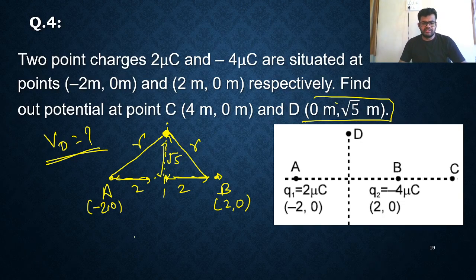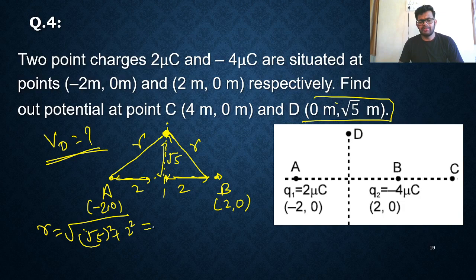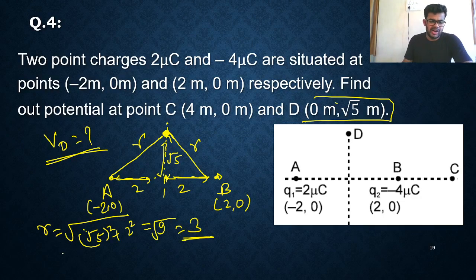So finally what is the value of R? R will be equal to root of perpendicular square plus base square. So directly you will say root of root 5 square plus 2 square. Root 5 square plus 2 square means 5 plus 4, 9, root 9 is 3. So value of R is 3.